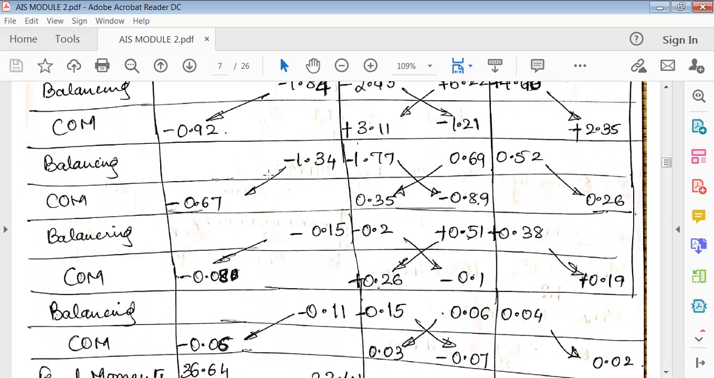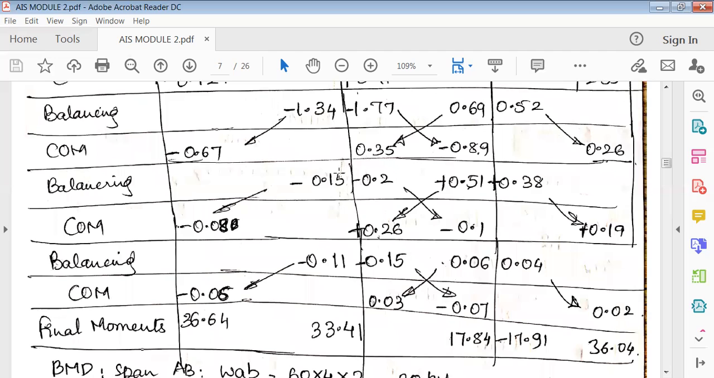Okay, after balancing, again carry over. Half of this gets carried over here. Same, half, half, and half. After you carry over, be careful. You have to carry over along with the signs.